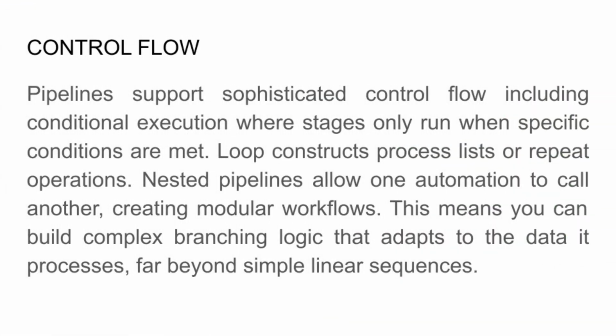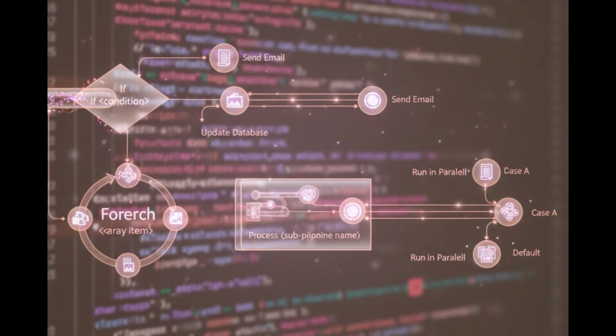The control flow capabilities are particularly noteworthy. You can have conditional logic where stages only run if certain conditions are met. You can have loops where the pipeline processes lists of items one by one. You can have nested pipelines where one pipeline calls another. This means you are not limited to simple linear workflows. You can build sophisticated branching logic that adapts based on the data it encounters.